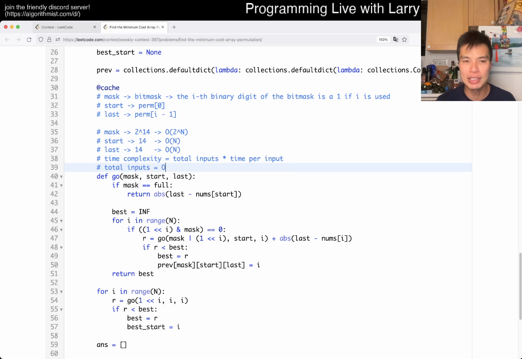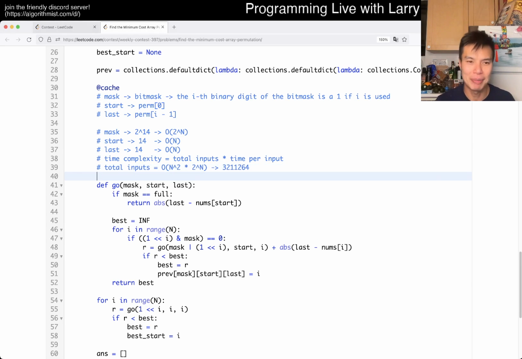Total number of inputs is going to be O of n squared times 2 to the n, right? Which is, let me pull out my calculator, 14 times 14 times 2 to the 14, which is, okay, I copy and paste, so like 3 million, right? But each input takes O of n times, which is 14 times this thing, which is me plugging the code. So this is going to be too much in Python.